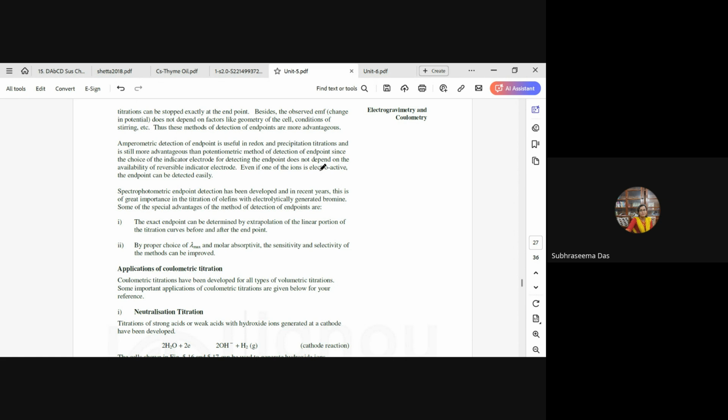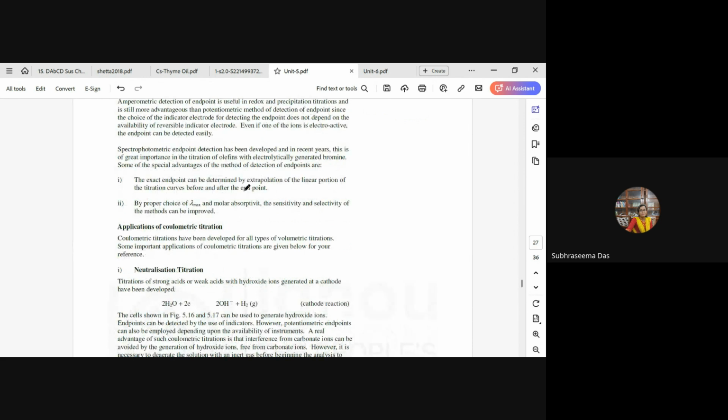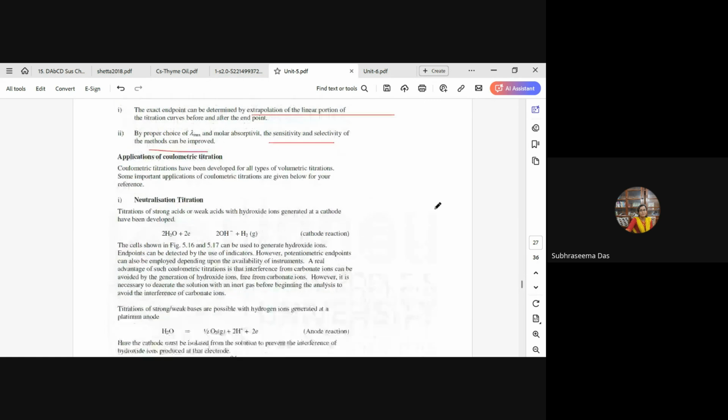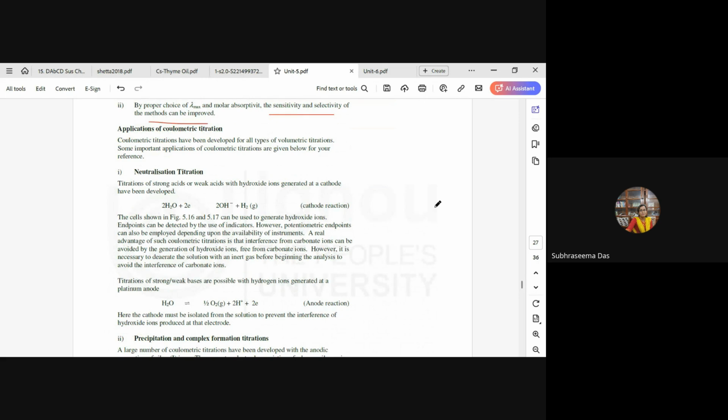Some of the special advantages are that the exact endpoint can be determined by extrapolation of the linear portion of the plot before and after the endpoint, and by proper choice of lambda max and molar absorptivity, the sensitivity and selectivity of the methods can be improved. Now coming to the applications of coulometric titration. Coulometric titrations have been developed for volumetric titrations. Some of the important applications are, the first is the neutralization titration.